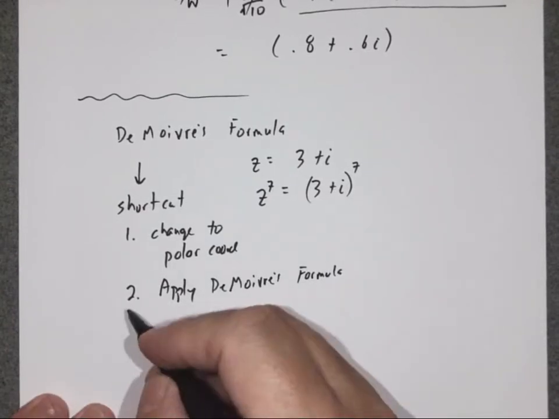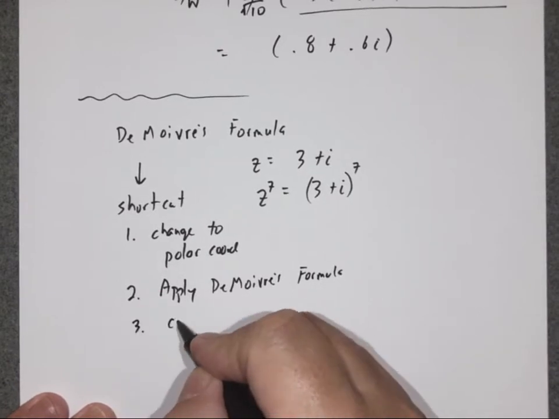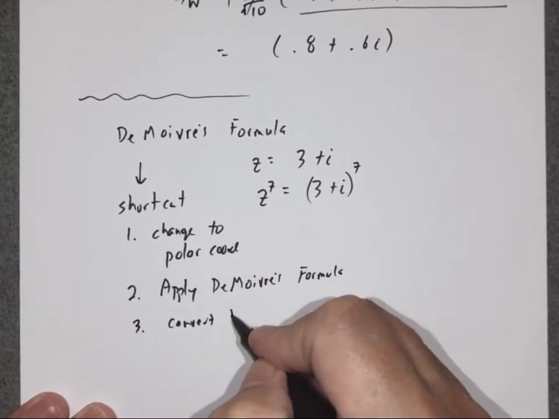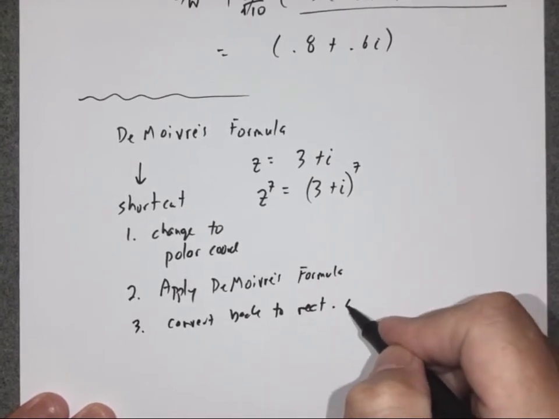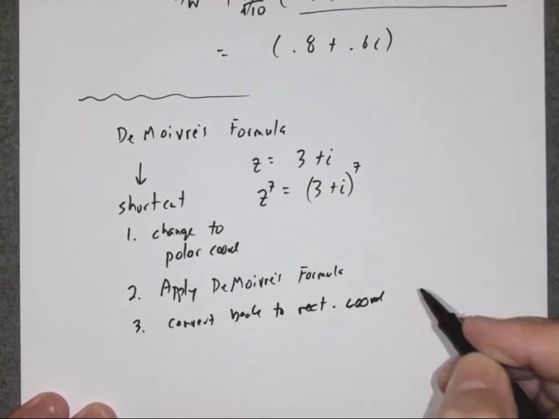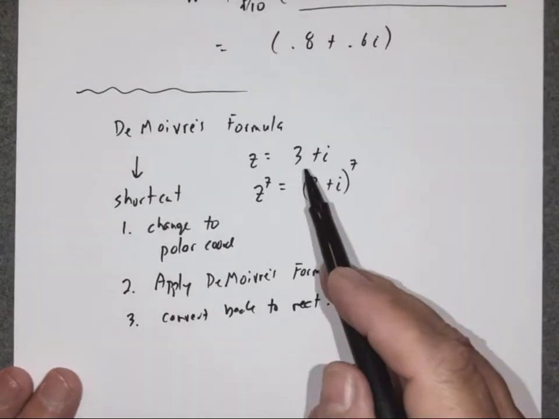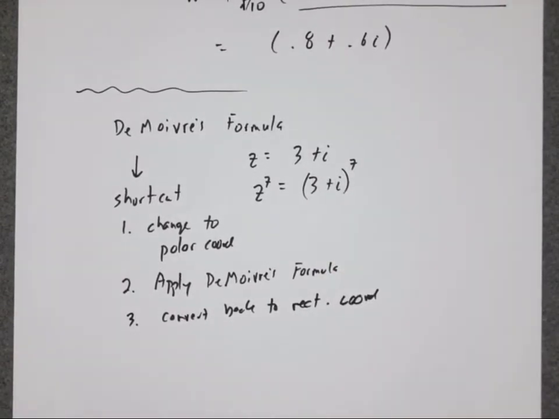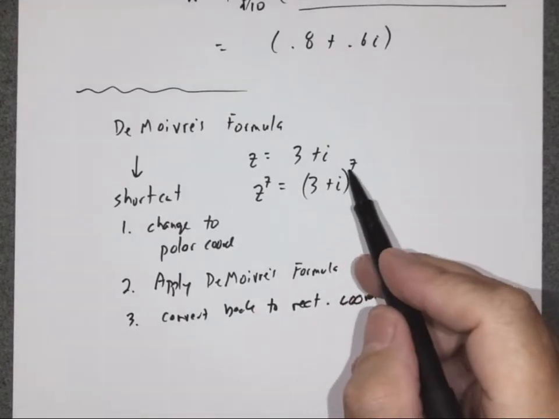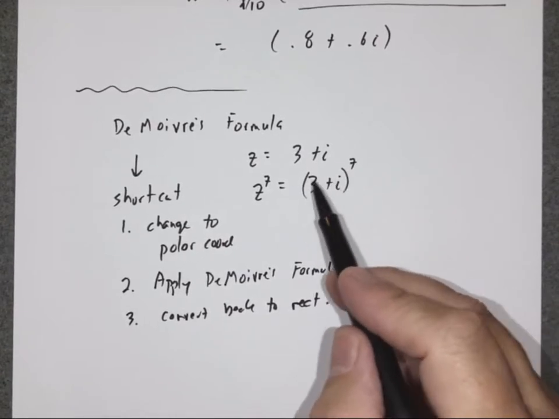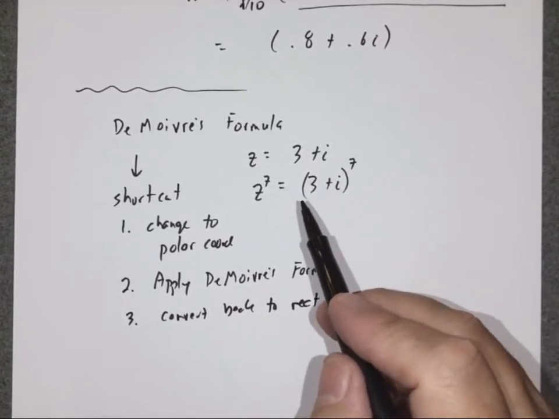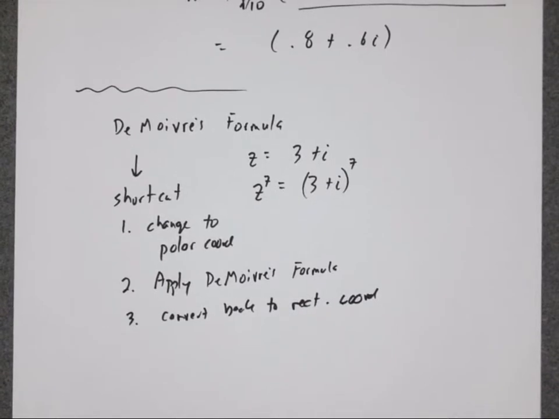And then once we do that, if we want to, we can convert back to rectangular coordinates. So the idea here is, if you take a complex number written in rectangular coordinates and you want to raise it to an exponent, especially if the exponent's a bigger number, if you try and leave the complex number in rectangular coordinates, this is a real pain to do.